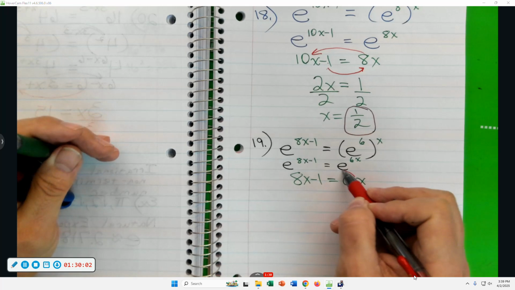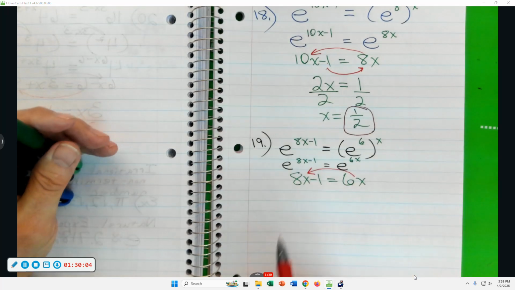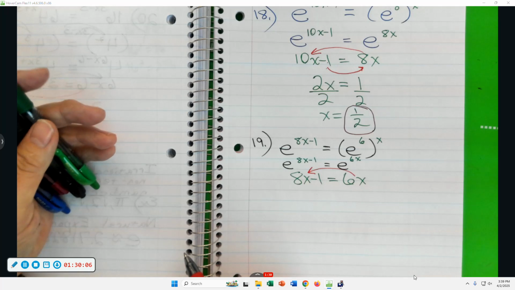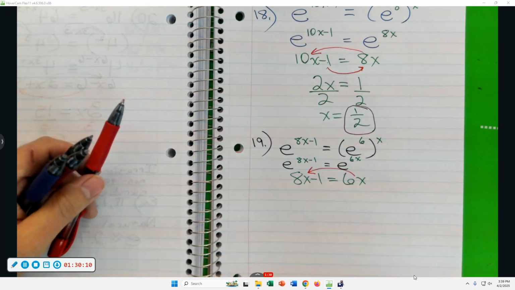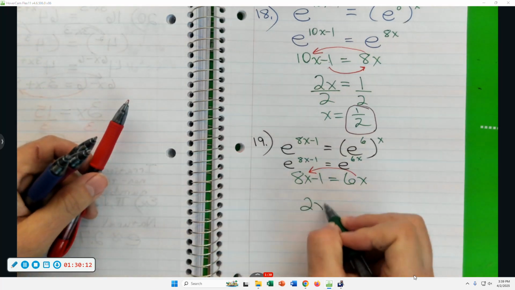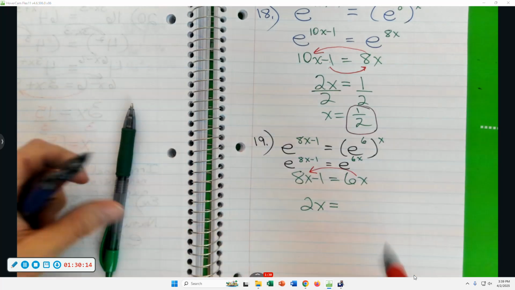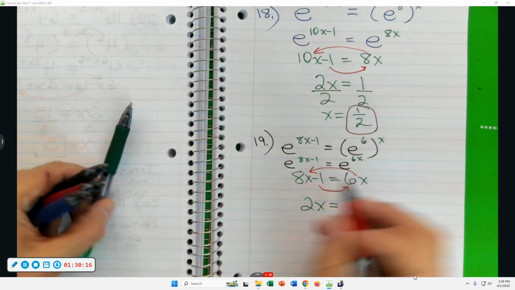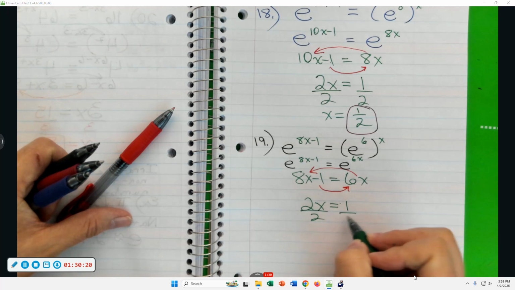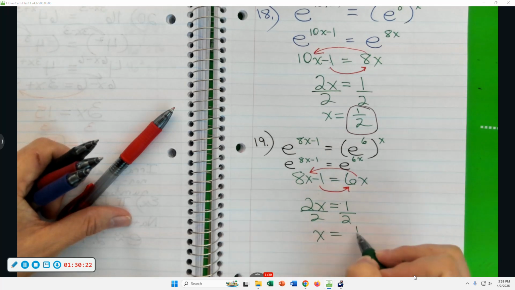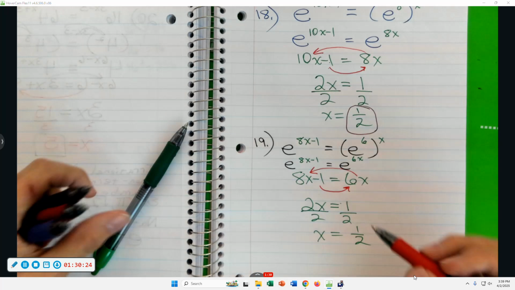I'm going to move that 6 over and combine it with that 8x. What's it going to give me? 8x minus 6x is 2x equals 1, to give me a final answer of 1/2.